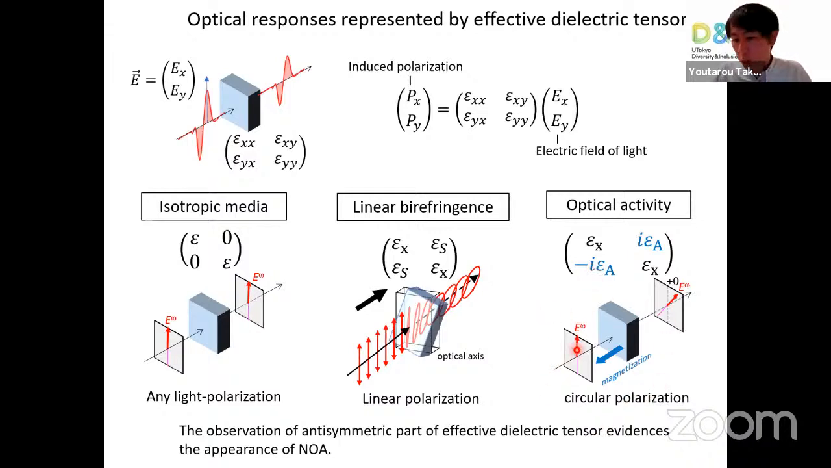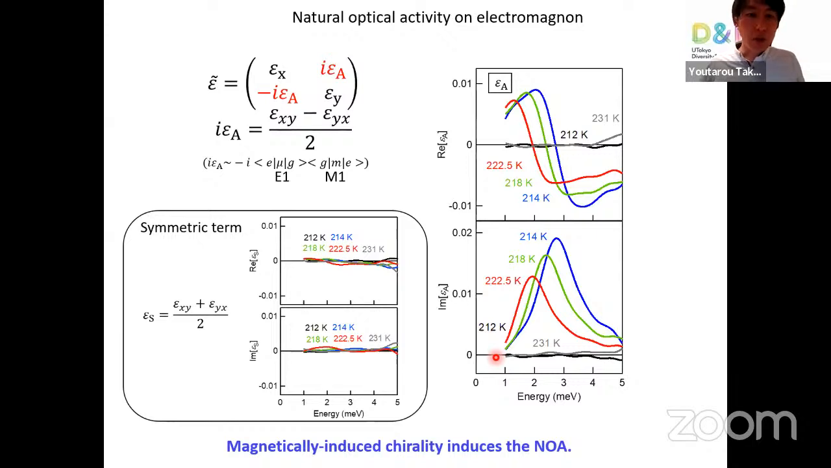In this case, the circular polarization is the eigenpolarization. The light polarization is always rotated in the matter. So we deduce the anti-symmetric part and the symmetric part from the obtained off-diagonal spectrum. As you can see here, in the symmetric part, there is no resonance, but in contrast, the anti-symmetric part showed a clear resonance structure. This result indicates that the material shows optical activity and the spin spiral state induces chirality to the matter.